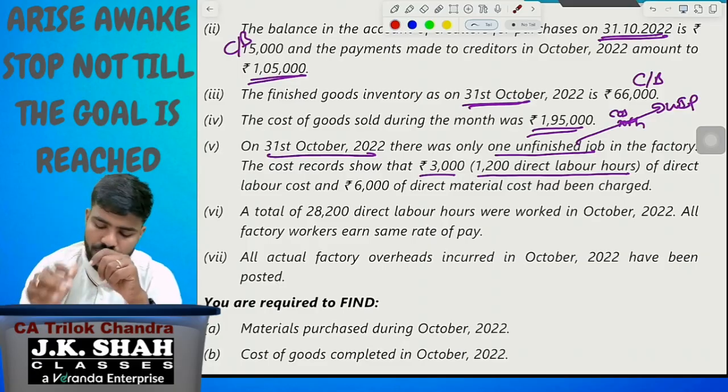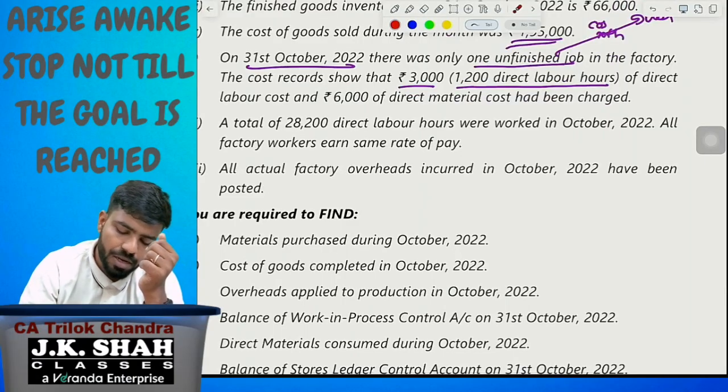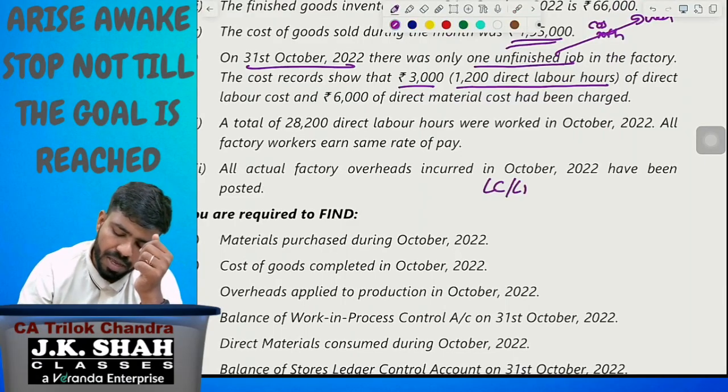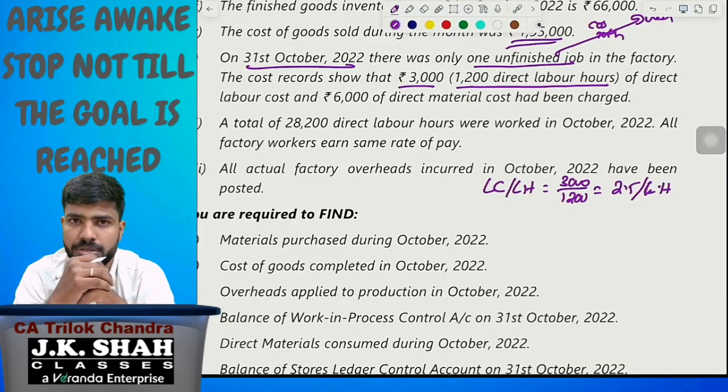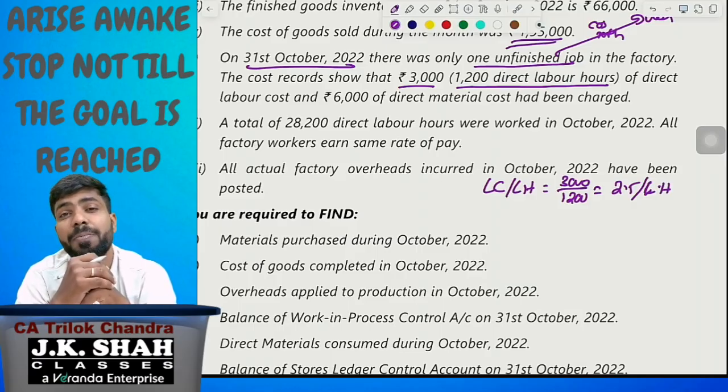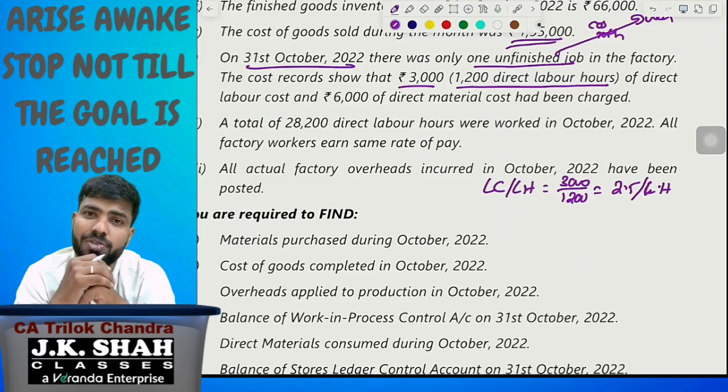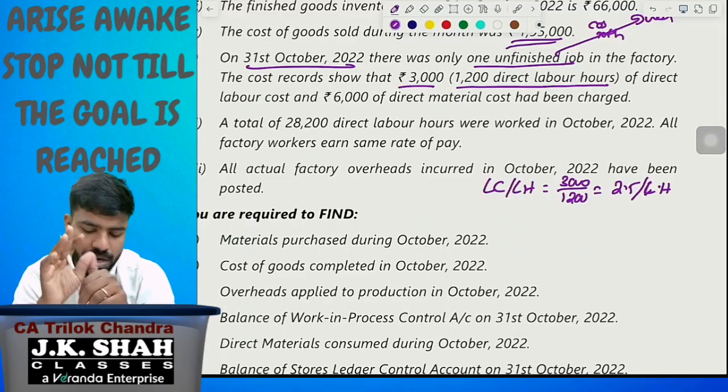Are you understanding? So how much is the labor cost per labor hour? Labor cost per labor hour is 3,000 rupees for 1,200 hours, which comes to 2.5 per labor hour. Overhead cost is 6,75,000 divided by 4,50,000, which is 1.5 per labor hour. Are you understanding?